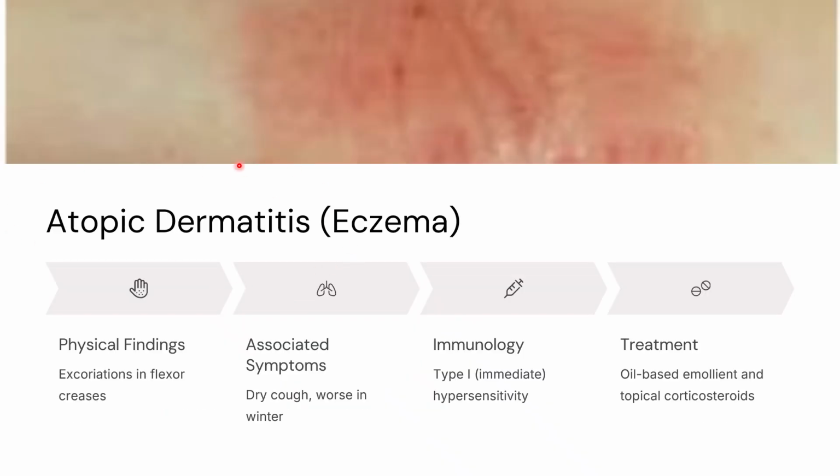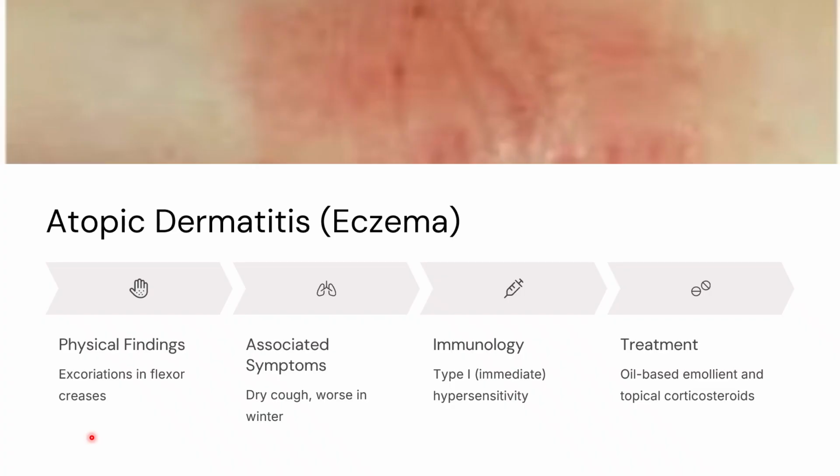What do you know by atopic dermatitis or eczema? Atopic dermatitis is that condition with excoriations which are seen in the flexor regions. How is the physical finding? So this allergy, that is the atopy, can result in asthma too. Asthma also can be due to allergy, right? So it can result in asthma where they will predominantly have cough, not wheezing. And they will also have atopy, that is, in the flexor regions they will have this irritation.